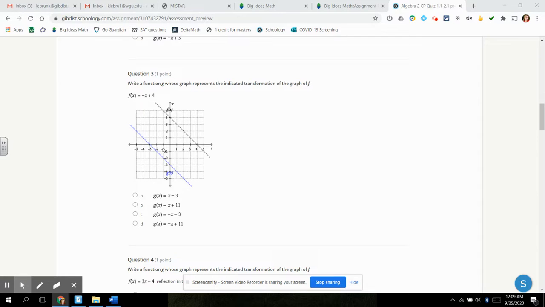So if you can tell here, the blue and the black lines are parallel, which means they have to have the same slope. So this has to have a negative x, and this has to have a negative x. So it's got to be C or D. A and B are out.